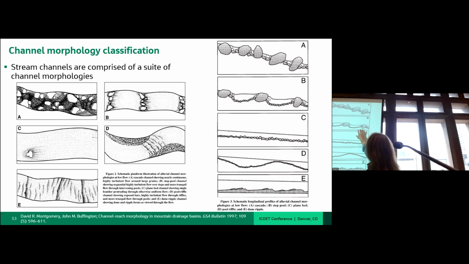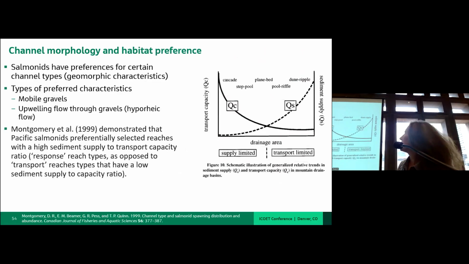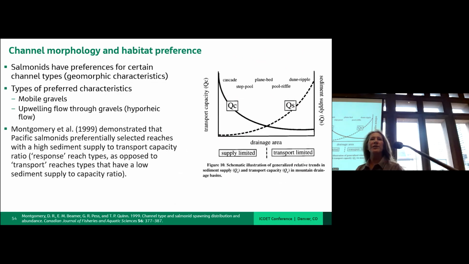And looking at the cartoons in profile, you can see they also have distinctions in terms of their bed texture or their grain size distribution. And as it turns out, salmonids have preferences for those bed textures, those different types of channels. There are channel types that they prefer versus other channel types. So Dave Montgomery found that the types of salmonids he was looking at in the Pacific Northwest actually prefer reaches that are response reaches.